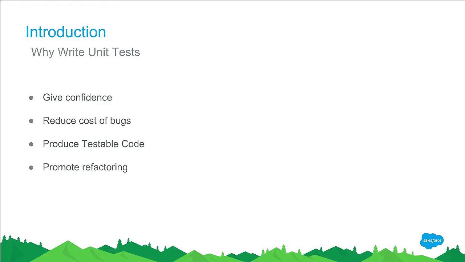which is never a good thing. Typically, if people know they're going to be writing unit tests, they will produce testable code because you don't want to write code that makes your job harder to do in terms of writing unit tests. So it tends to be a bit of a virtuous circle, and test-driven development is a kind of extreme example of that. And unit tests also promote refactoring.